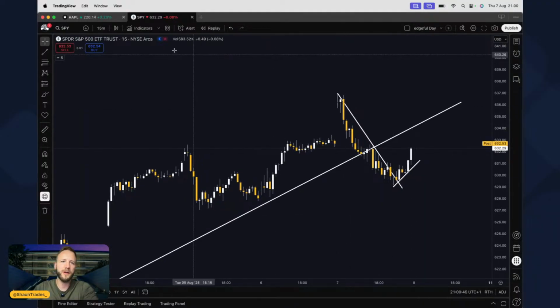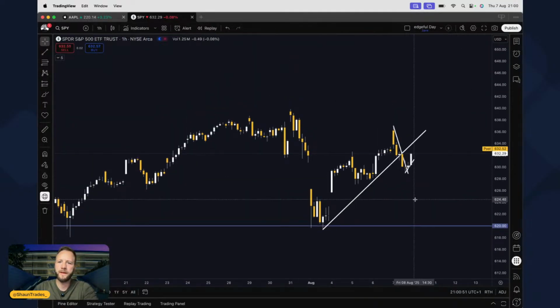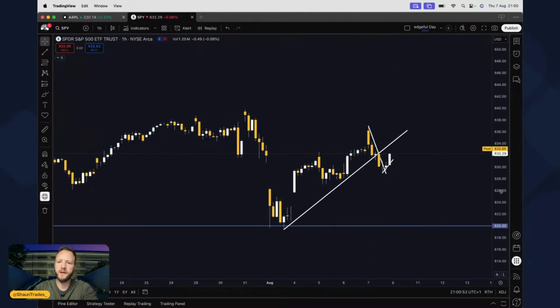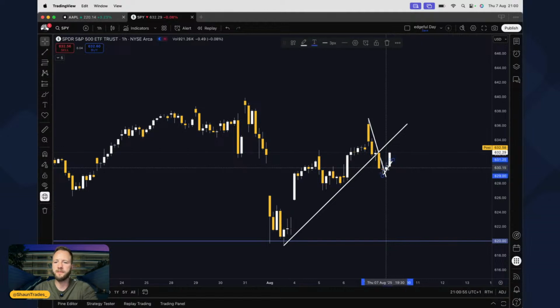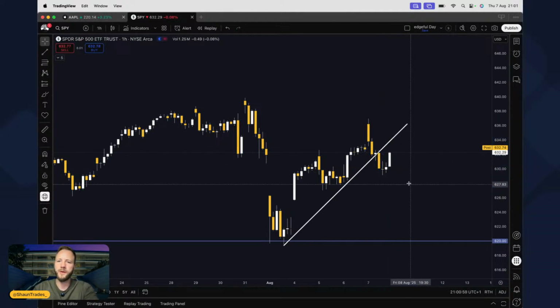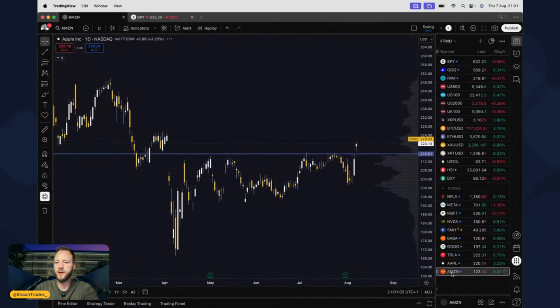Yeah, so healthy Friday, potentially. Still below this trend line, so there's still room to move down. Not that I want it to happen, but it's possible. We might come up here, kiss that, come back down. Yeah, we'll see. And last chart of the day, we've got Amazon.